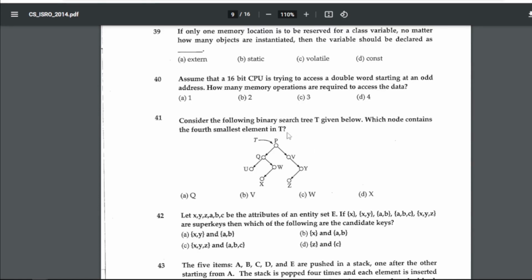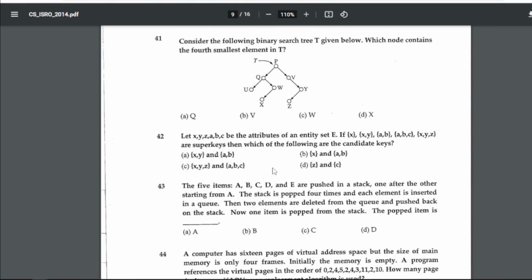Next question is question number 41. Consider the following binary search tree given below, which node contains the fourth smallest element in T? So it is asking about the fourth smallest element in T. If you solve this, you will get the answer as W.